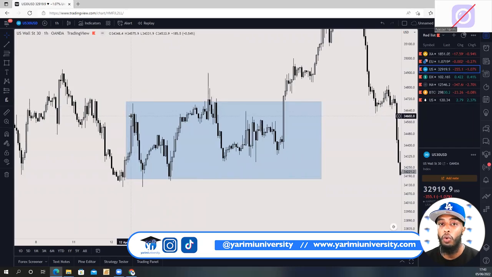You see, this is called consolidation. This is called a range where the market is ranging. The market hasn't made up its mind yet. There's indecision in the market. And what is happening here is simply a build up of liquidity. Okay, it's a build up of liquidity.